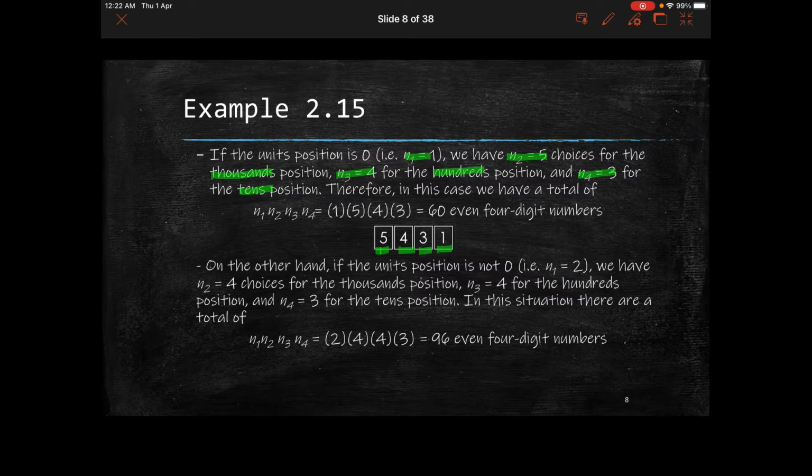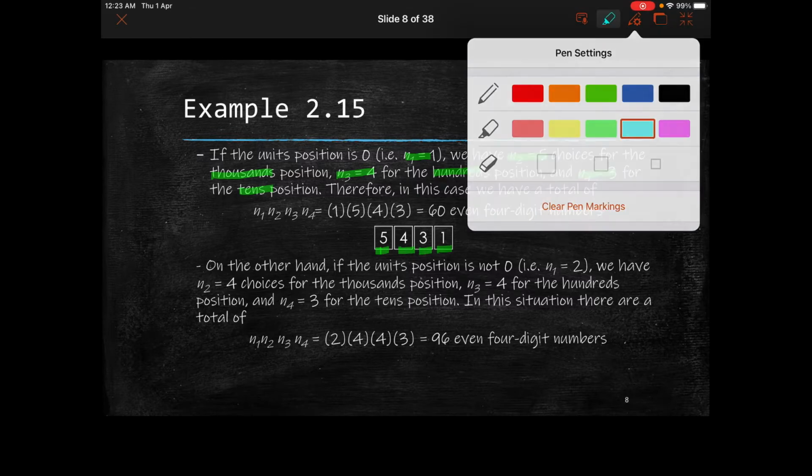On the other hand, if the unit position is not 0, n1 would be equal to 2. There are 2 because we have 0, 2 and 6. So if it's not 0, it is either 2 or 6. So n1 equals 2.